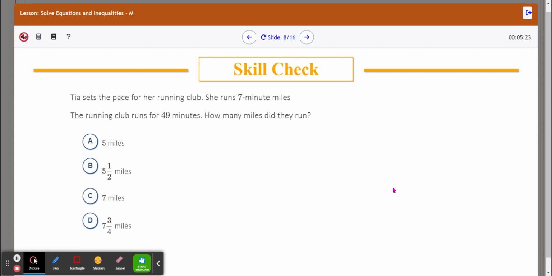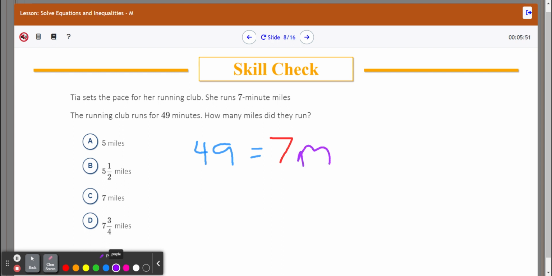All right, let's look at another problem. It says Tia sets the pace for a running club. She runs 7-minute miles. The running club runs for 49 minutes. How many miles did they run? Okay, so we just got to set up our equation. What do we know? Well, the running club runs for 49 minutes. And we know that Tia sets the pace, and she's running 7-minute miles. She knows that it takes 7 minutes to run 1 mile, but what do we not know? We don't know how many miles she ran. So we get 49 equals 7m.